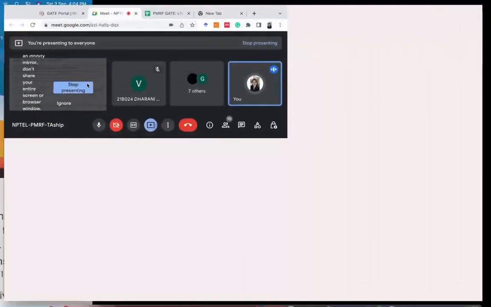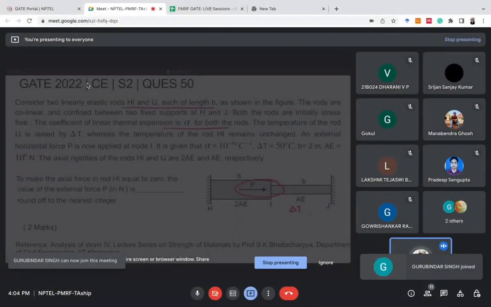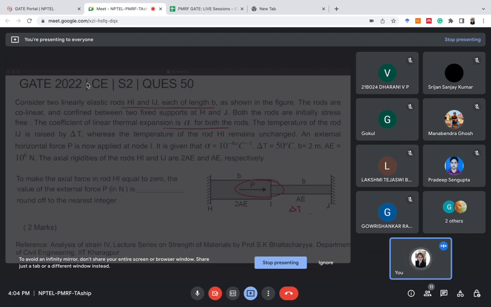It is given that alpha is 10 to the power minus 6 per degree Celsius, delta T is 50 degrees Celsius, B is 2 meter, and AE is 10 to the power 6 Newton. The axial rigidities of the rods IJ and HI are AE and 2AE respectively. To make the axial force in the rod HI equal to 0, we need to find the value of external force P. It is a fill in the blanks type of question having 2 marks and no negative marking.